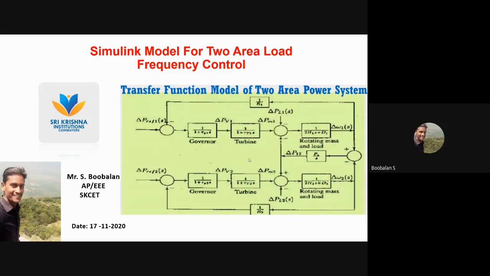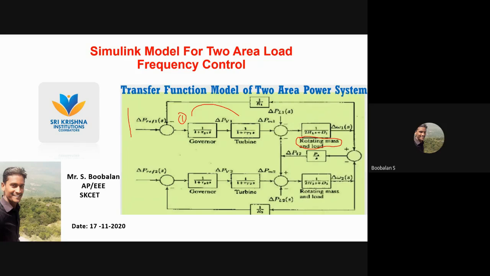Right? And today we're just going to talk about the Simulink model for two area load frequency control. Here in this introduction picture, you could see there are two areas that will be covered. Governor number one, the steam speed governor, turbine, rotating mass and load. This is what we saw yesterday, right? With and without controller we have just seen.